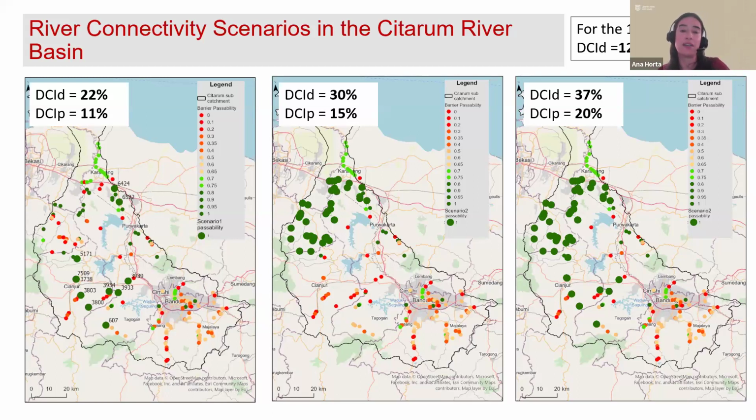So you can see there on the third image that we have a lot of barriers that I've turned into passability of one, so fully passable. And that means that that part of the downstream system is now more open to your fish that come from the ocean. So of course, the DCI for diadromous fish is going to increase as well.